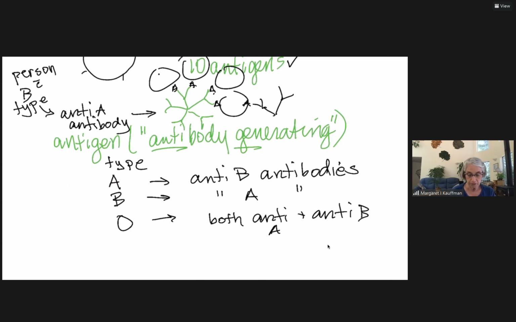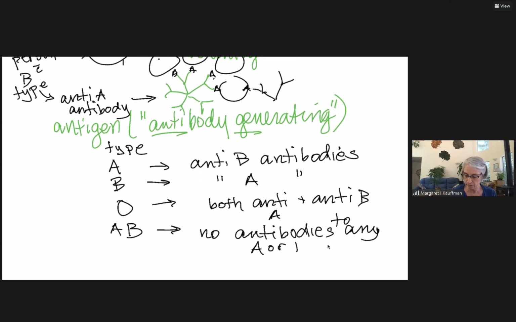There are, remember, more than one gene. Each time you have a gene, you have two alleles for that gene. In the case of blood typing, some folks have both the A and the B alleles. In that case, their blood type is AB. So if their blood type is AB, A is self, B is self, and they're going to generate no antibodies to either, to any blood type. So understand why this is.